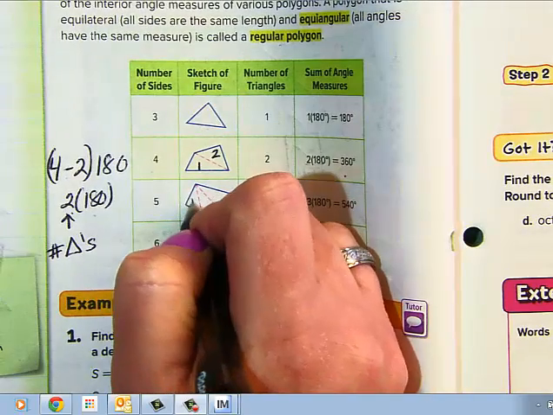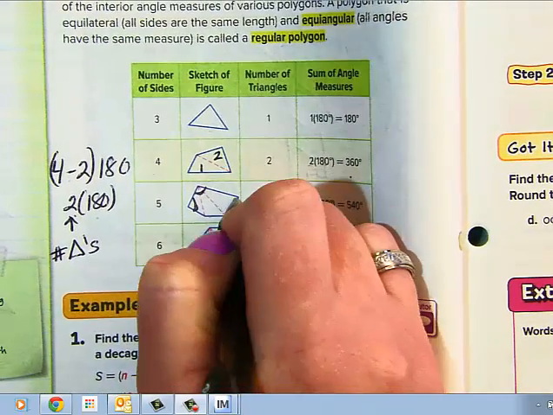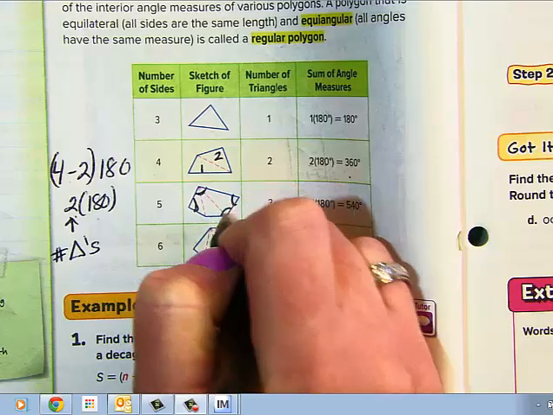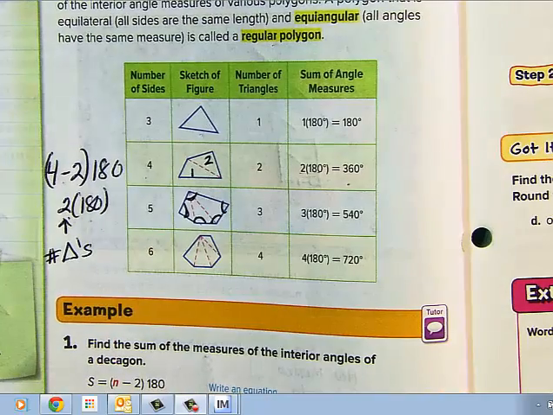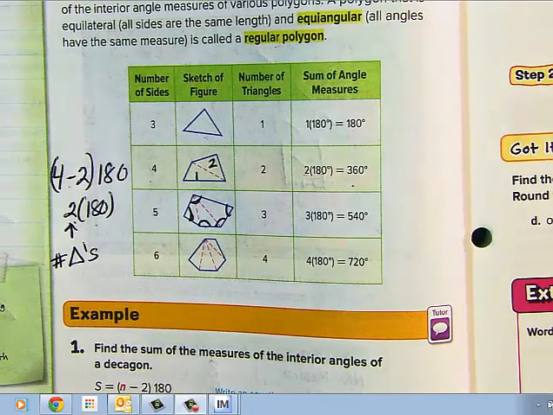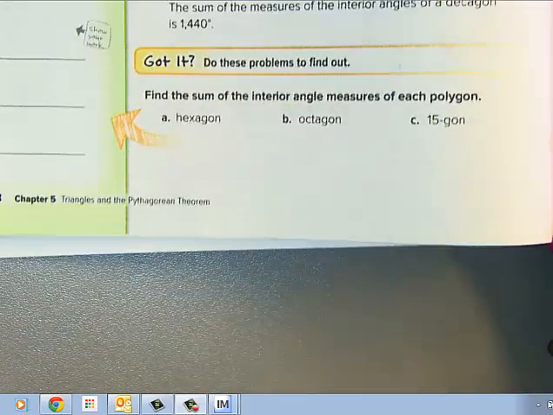That means this angle plus this angle plus this angle plus this angle plus this angle. All 5 of my angles added together should equal 540. So now let's look at some examples down here. This is doing the same thing that we've been doing.